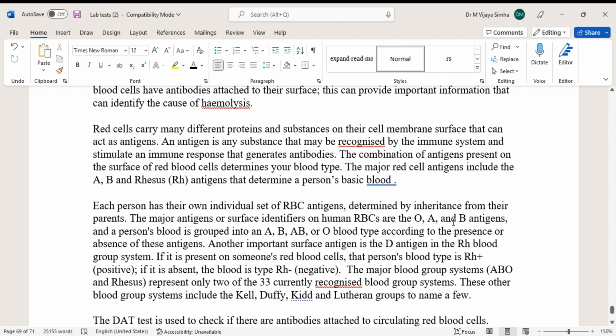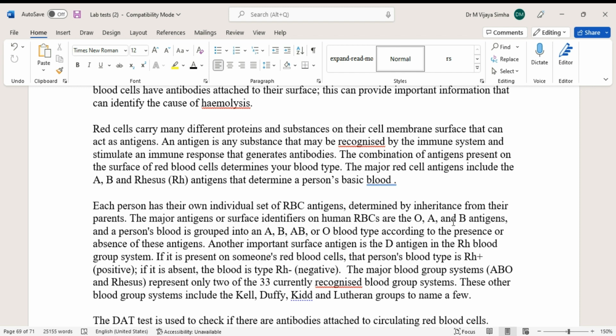Red cells carry many different proteins and substances on their cell membrane surface that can act as antigens. An antigen is any substance that may be recognized by the immune system and stimulate an immune response that generates antibodies. The combination of antigens present on the surface of red blood cells determines your blood type. The major red blood cell antigens include A, B, and rhesus antigens that determine a person's basic blood group.